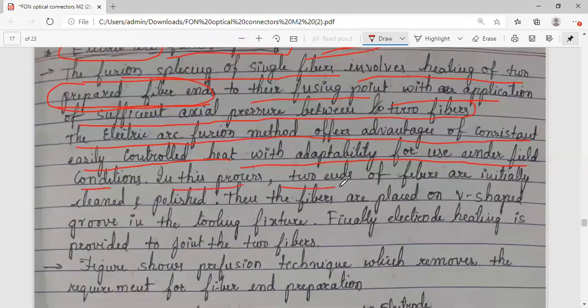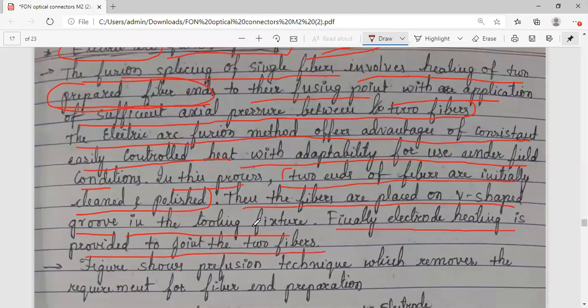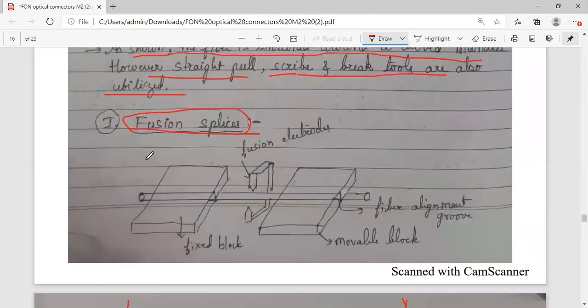In this process, two ends of the fibers are initially cleaned and polished. So end preparation is necessary. Then the fibers are placed on a V-shaped groove. I'll show you the figure. They are placed on the V-shaped groove in the tooling fixture. So you have a surface there. You do that, and finally electrode heating is provided to join the two fibers. So this is the thing which I have read, it is here.